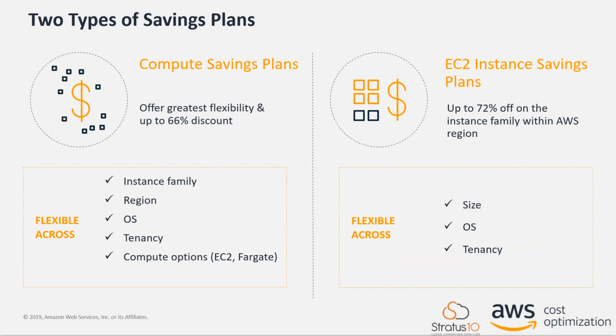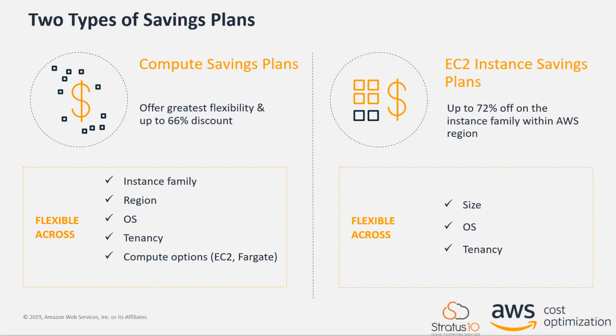This automatically provides you with a discount of up to 72% off the on-demand price for that selected instance family in that region, regardless of AZ, availability zone, size, OS, or tenancy. Okay. EC2 Instance Savings Plans allow you to change your usage between the instances within the family in that region. So for example, if you're going from a C5 X large running Windows to a C5 2X large running Linux, you automatically benefit from the savings plan price.